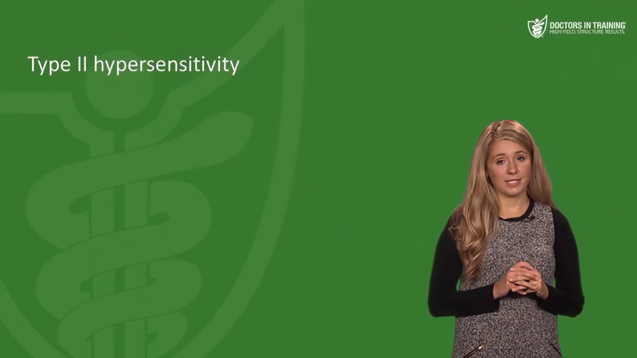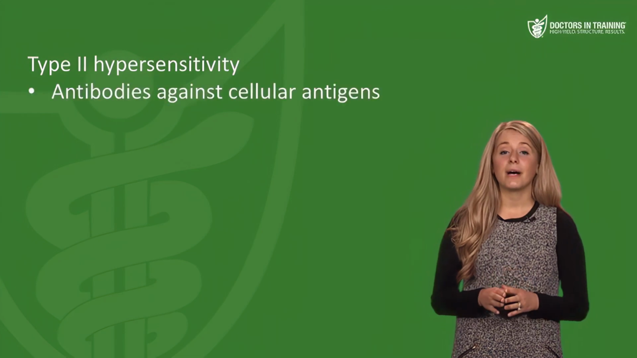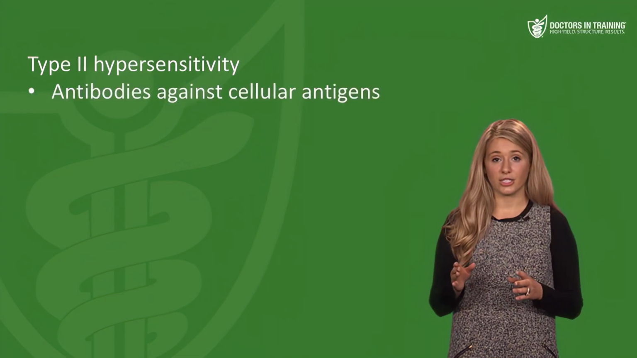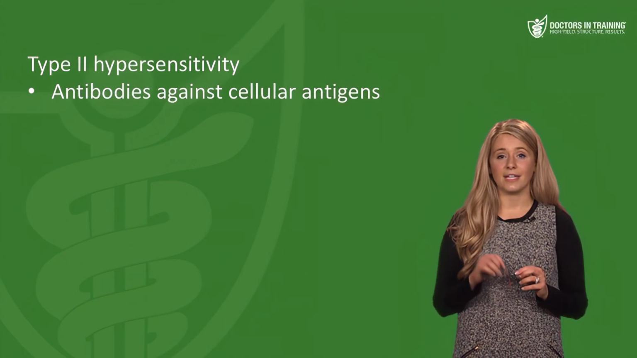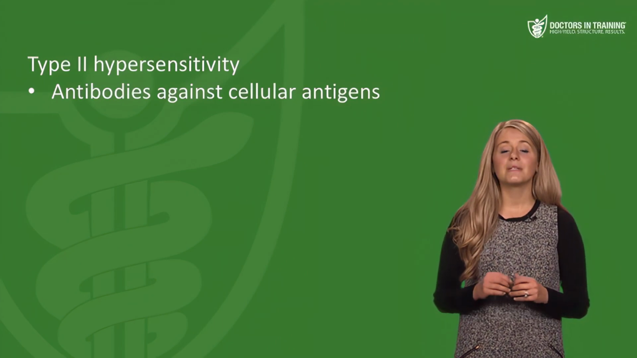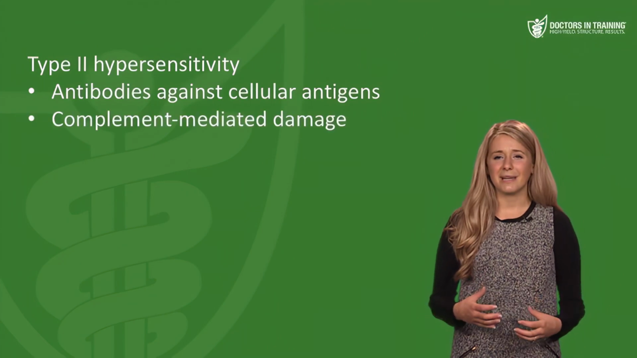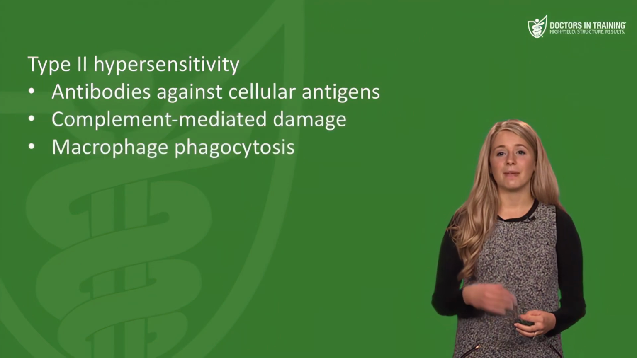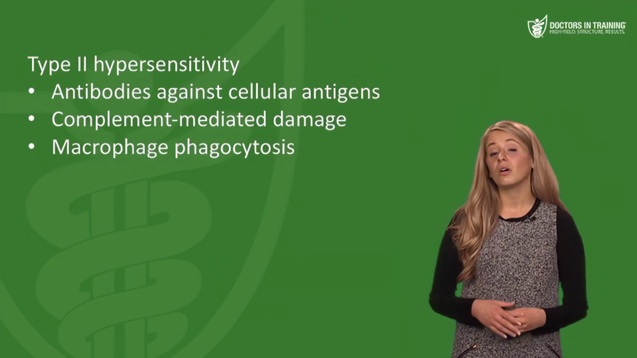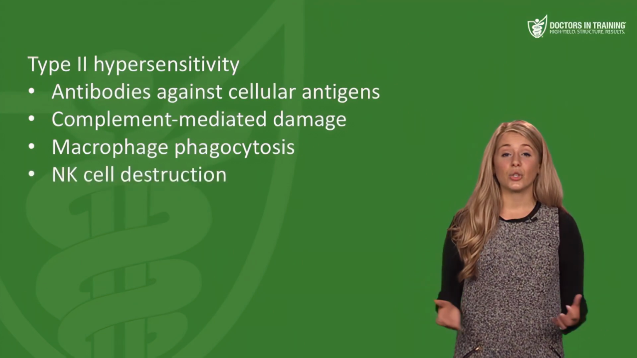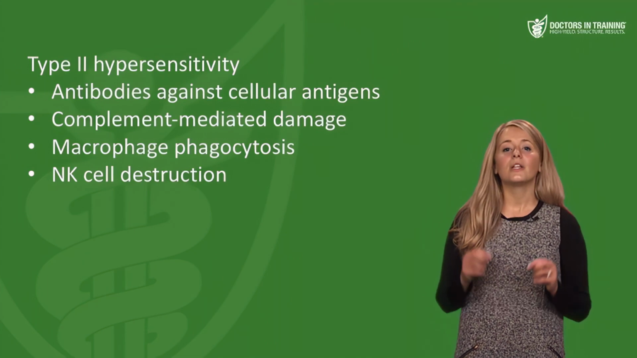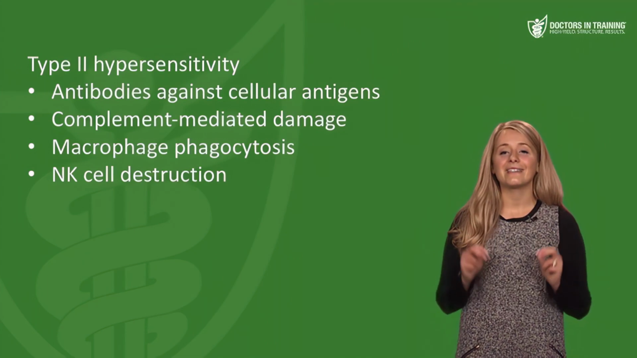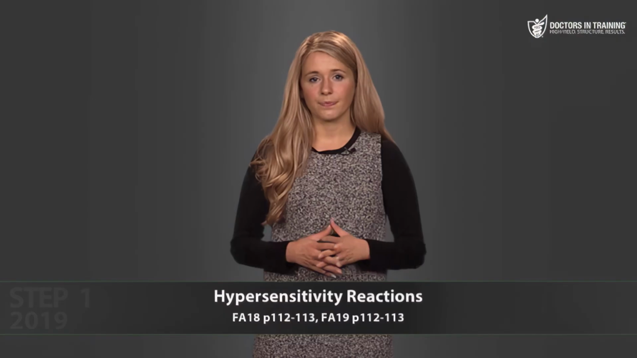Type 2 hypersensitivity occurs when there are antibodies against cellular antigens. Antibodies bind to cellular antigens and activate the immune response. So this might lead to complement-mediated damage, or the macrophages may phagocytose the cells, or NK cells may attack and destroy antibody-coated cells. But the main thing is to remember that it started with antibodies against cellular antigens.